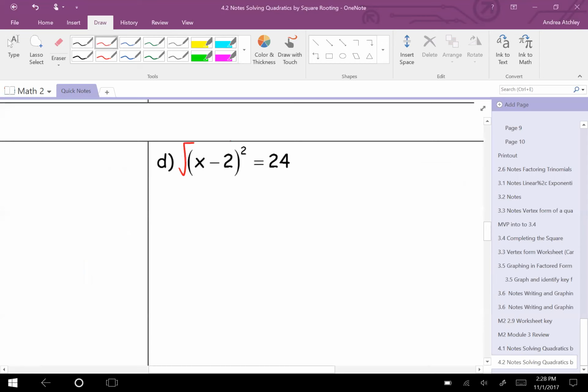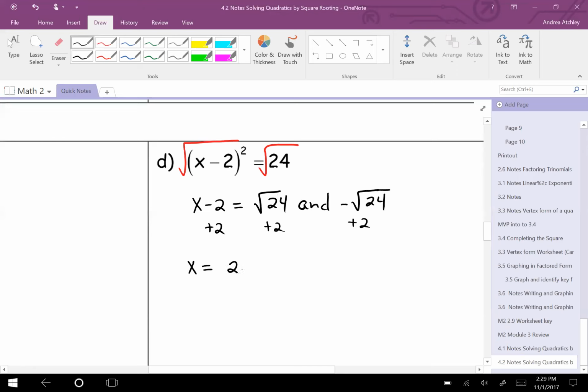Okay, so again, we're going to just square root both sides here. And I'm going to get x minus 2 equals, do I know the square root of 24? No, square root of 24 and negative square root of 24. I then would add the 2 to both sides. And I'm going to get x equals 2 plus square root 24 and 2 minus the square root of 24.